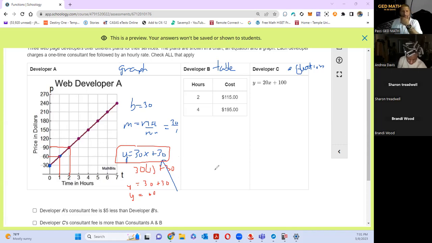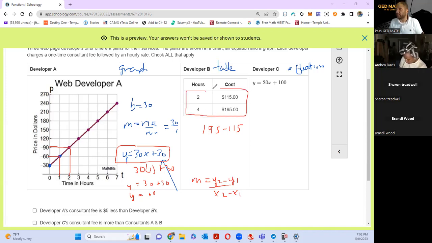Okay, Mr. Tinsley, the next is a table. How do I do that? Remember, with 2 points, I can figure out the slope. So 195 minus 115. Well, how did you know 195, Mr. Tinsley? Because I know from my formula sheet, y2 minus y1 over x2 minus x1. I know when they give me a table, I have points. Here's my 2 points. This is my x, this is my y. So 195 minus 115 over 4 minus 2. So I get 80 over 2. So my slope is 40.